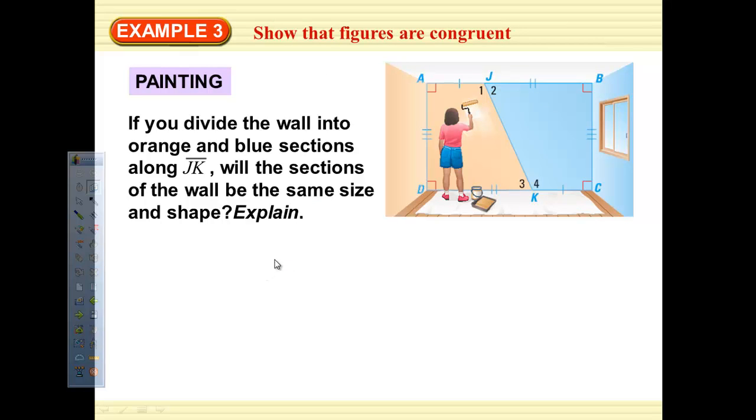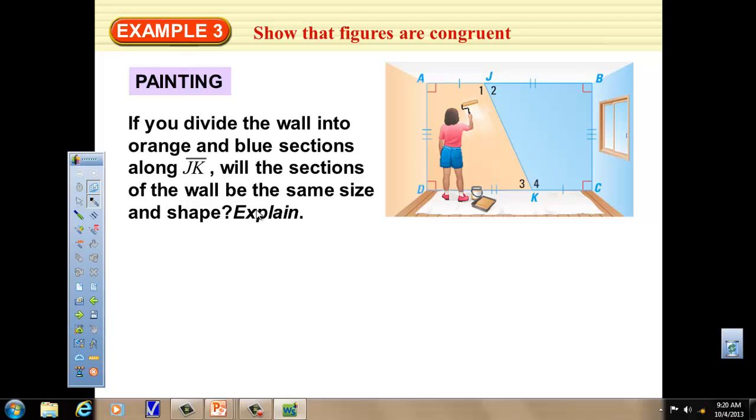For this next one, we want to know will the sections of the wall be the same size and shape if we divide it the way it's shown? Remember that congruence means that something has the same size and the same shape. So we want to make sure all the parts are congruent.